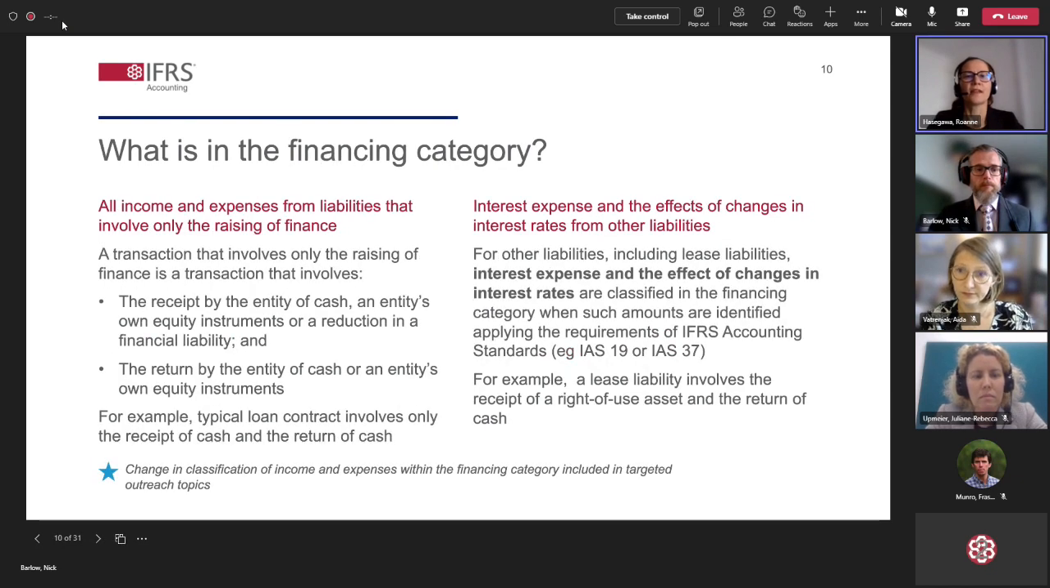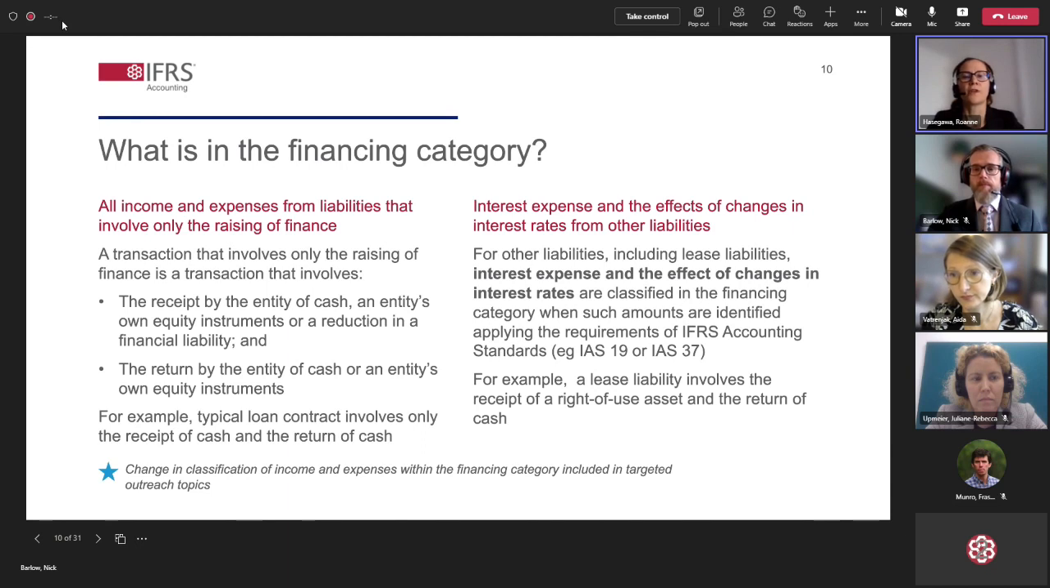And next, what is in the financing category? So the exposure draft proposed that an entity classify in the financing category income and expenses from liabilities that arise from financing activities so that an entity's performance can be analysed independently of how it is financed. The exposure draft also proposed that interest expense on liabilities, such as decommissioning provisions and defined benefit liabilities, should be classified in the financing category. There are different views on whether such interest expense should be classified as operating or financing. The IASB's proposal to classify these income and expenses in the financing category provides a consistent basis for their presentation.